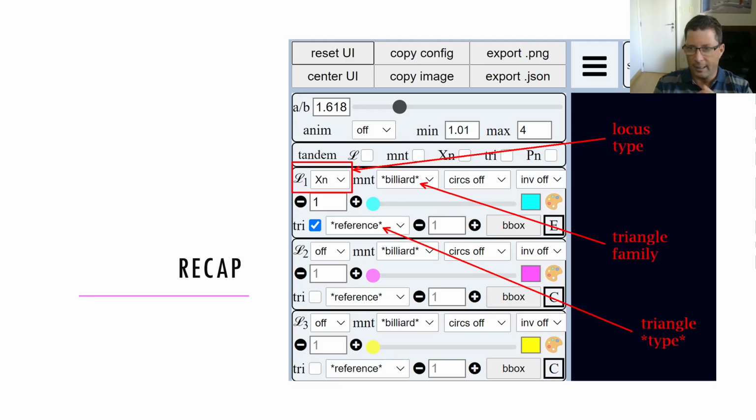So as a recap, here's a close-up of the interface. If I play around with this drop-down, I can choose the so-called triangle family or the mount. It's going to become clear why we have these two terms, but they're really triangle families. If I play with this other drop-down combo box here, I can choose the type of derived triangle. So I can choose between the reference triangle, the excentral triangle, the anti-complementary triangle, the medial triangle, and there's about 30 of them there.